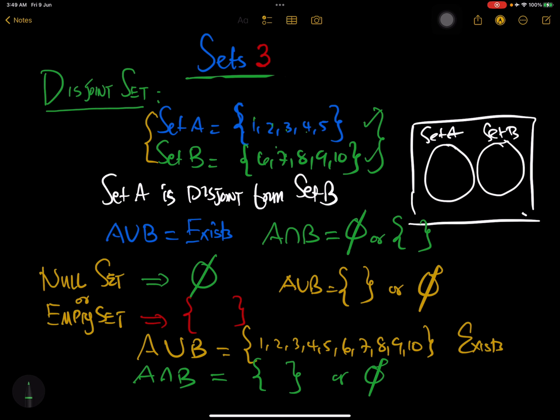When we are talking about disjoint sets, I would like to clarify that it means there's nothing common between the two. When you want to join those two sets together, or find the union, it will exist. You can bring them together. However, if you want to find the intersection of those two sets, it is a null set or an empty set. It doesn't exist. A intersection B doesn't exist whenever we have a disjoint set.